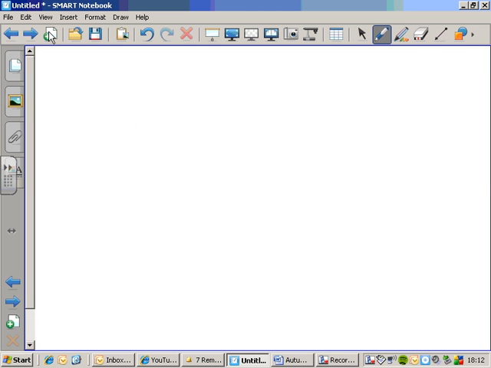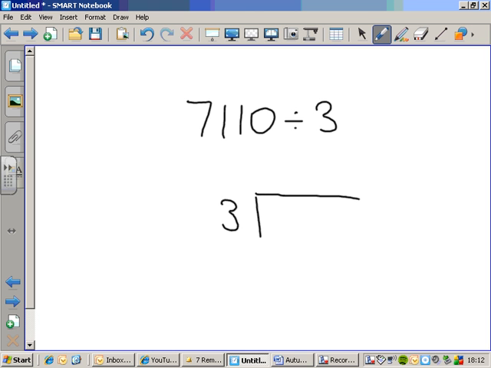Divisors, the number we're dividing by. Let's go with 7,110 divided by 3. Call it the bus stop method if you like, because you're going to draw a little bus stop there. There's the wall, and there's the roof. Bus stops only have one wall. That's why they call it a bus stop. In this context, we write the number we're dividing inside the bus shelter, and the number we're going to divide by on the outside in front of it.